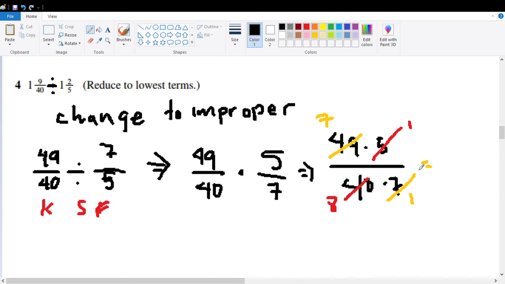So we just multiply across. 7 times 1 is 7, and 8 times 1 is 8. So if you simplify it beforehand, you don't need to reduce it anymore. You're just going to have your answer already reduced. So it's good to reduce it while it's in this format. It's way easier to simplify.